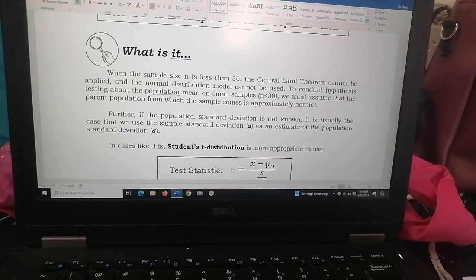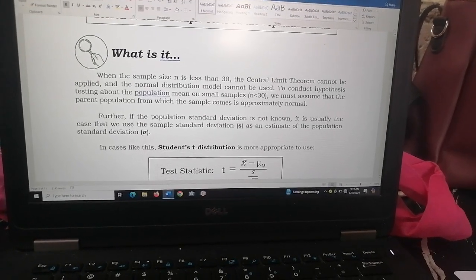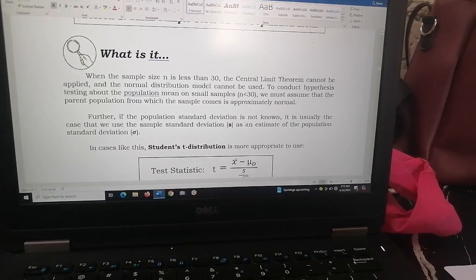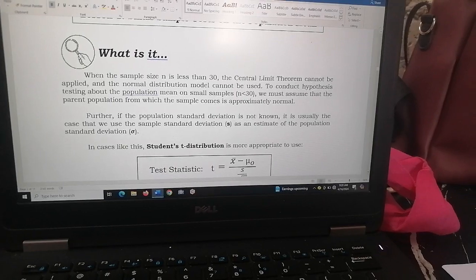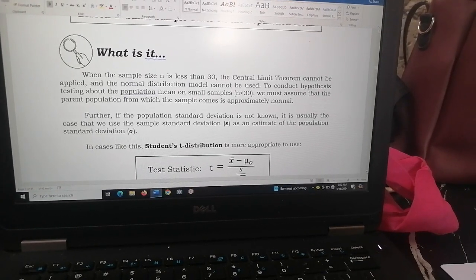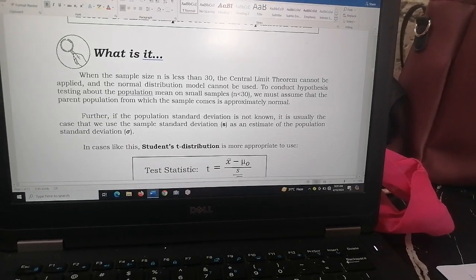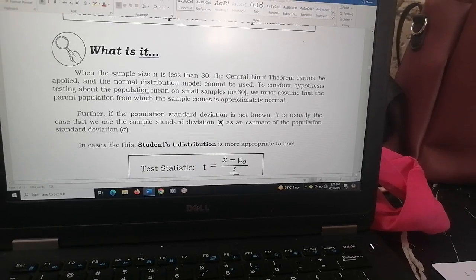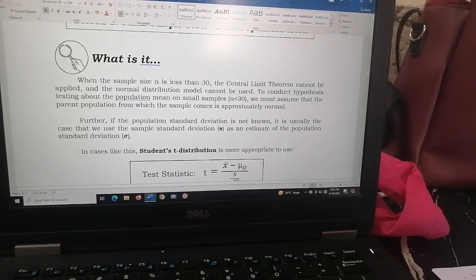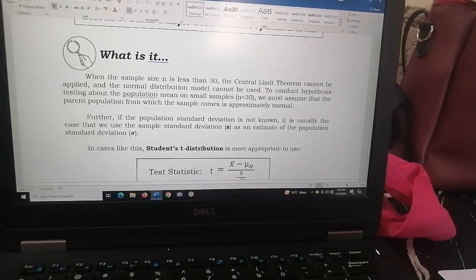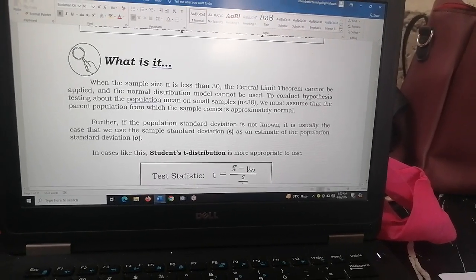So what are we going to use? I already discussed this way back in the third quarter, I think. It's not going to be the normal distribution, but a t distribution. To conduct hypothesis testing about the population mean when the sample size N is less than 30, we must assume that the parent population from which the sample comes is approximately normal. Though the distribution is not normal, it will be called the t distribution. So we assume that our parent population must be normal.